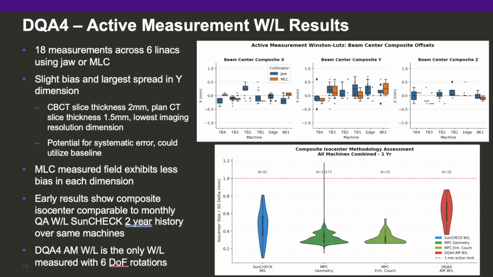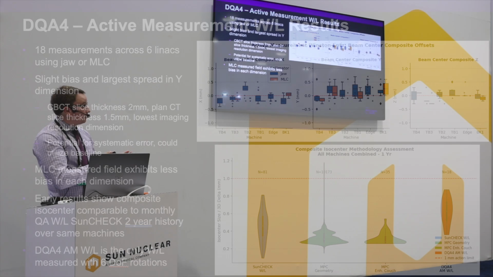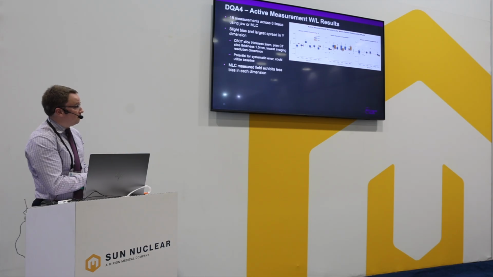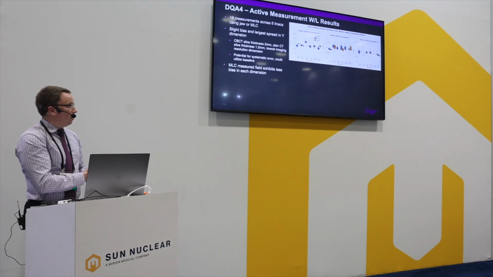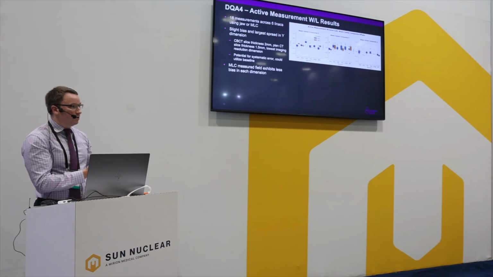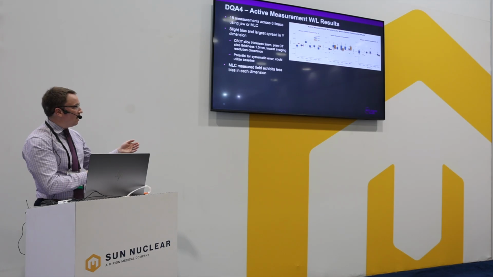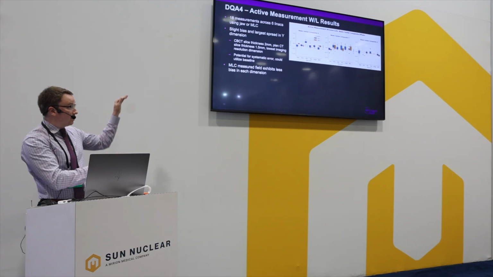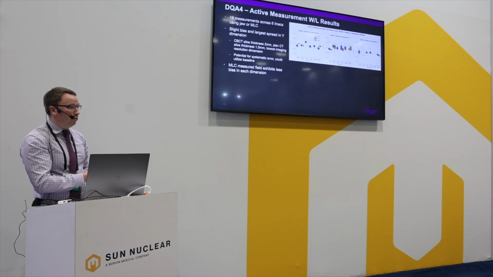There's a slight bias in the largest spread in the Y direction, and that's most likely due to the limited resolution in that direction. Our planning CT is 1.5 millimeters. Our CBCT, the minimum we could get is 2 millimeters, and so there's a little bit of play in there, and that might have introduced a systematic error in our image registration that then led to this kind of bias in our Y direction. But the good news is that you can set a baseline and remove biases like that. So if you do have a roll in your CT scanner that is going to introduce that Y offset that I showed, that can be removed through a baseline.